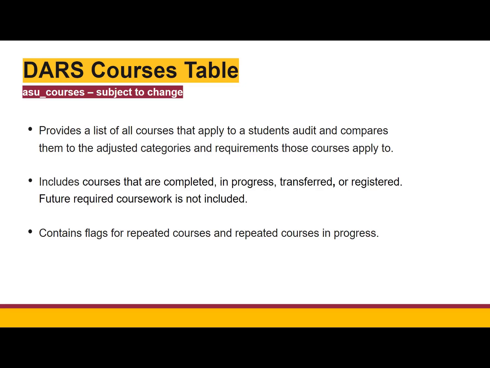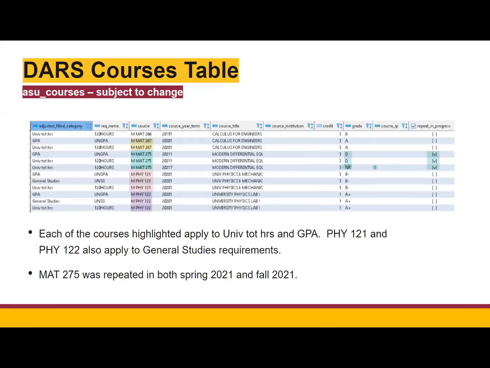So it contains flags for repeated courses and repeated courses in progress. The example here, and this is such a bad example, I wish I would have used a different example because it only gives us a couple of categories that we're looking at. But you can see here that all of these courses are fulfilling the university total hours and the GPA, with the exception of Physics 121 and 22. They're also fulfilling general studies, but it gives you an idea of how the table works. So you'll see courses listed multiple times with all of the categories that they're fulfilling.